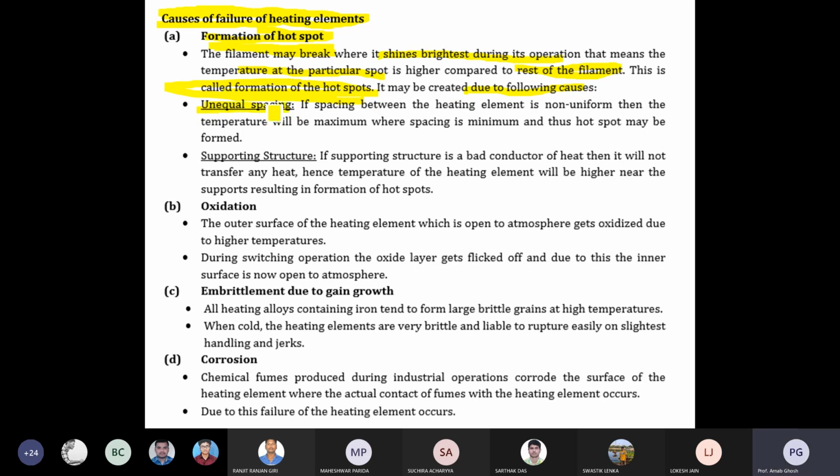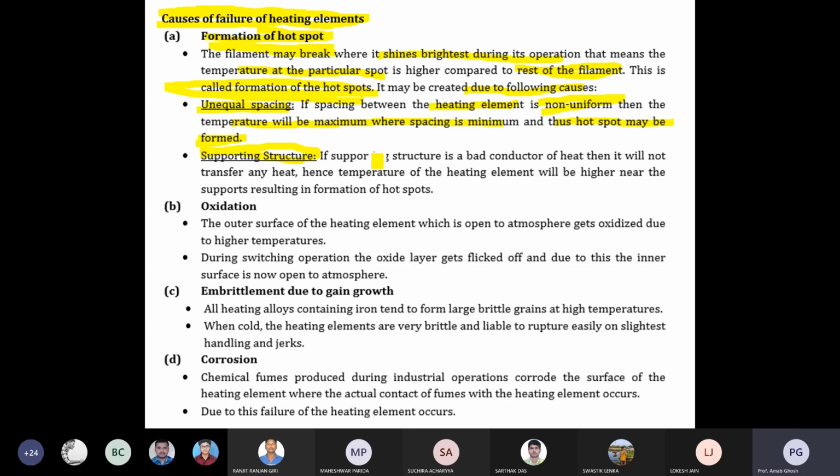Unequal spacing, and supporting structures. If the spacing is unequal, definitely the heat density will be different in different places, so uneven distribution of heat may damage the materials. If the spacing between the heating elements is non-uniform, then the temperature will be maximum where the spacing is minimum. Thus the hotspot may form. That's the main cause of the hotspot.